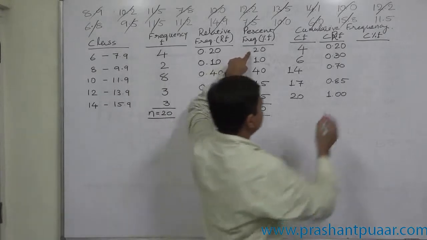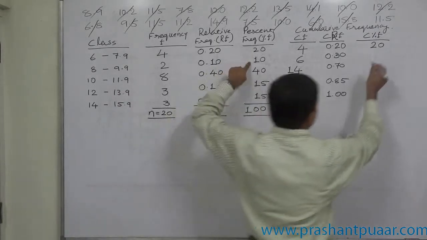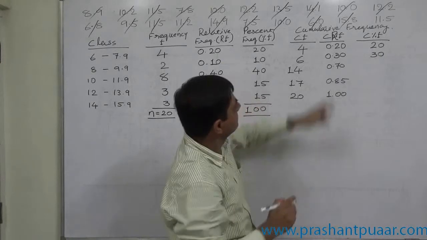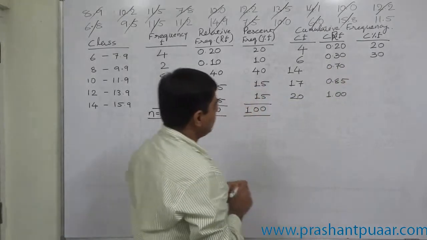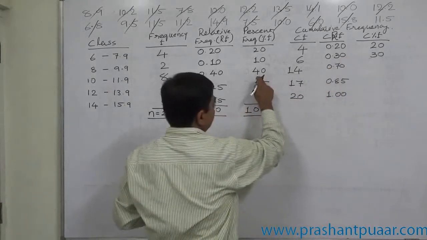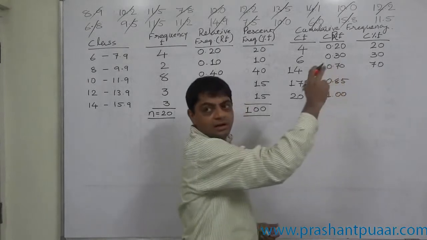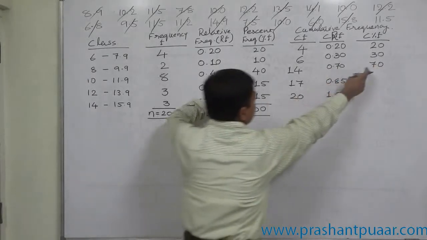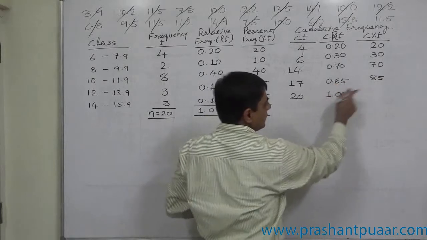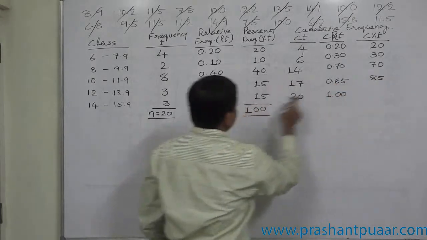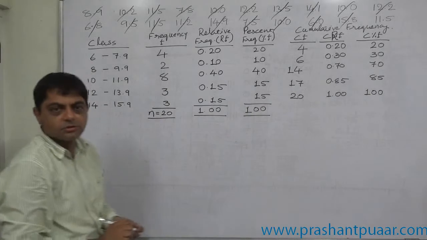Percent frequency, first is 20%, second is 10. 20 plus 10, 30%, or otherwise 0.2 into 100, 20%, 0.3 into 100, 30, 30 plus 40, the next is 70, and in another way 70 means 0.70 into 100, that means 70%, 70 plus 15, 85, or 0.85 into 100 means 85%, 85 plus 15 equals to 100, or 1 into 100% is also 100.